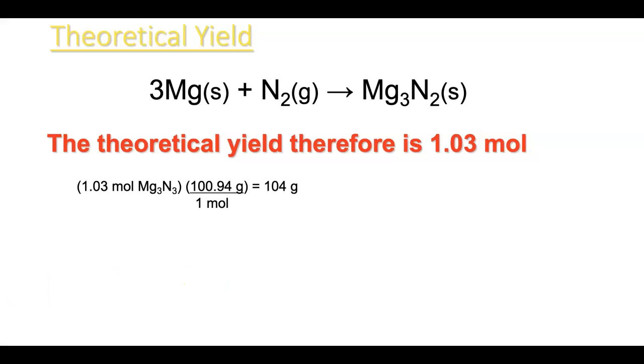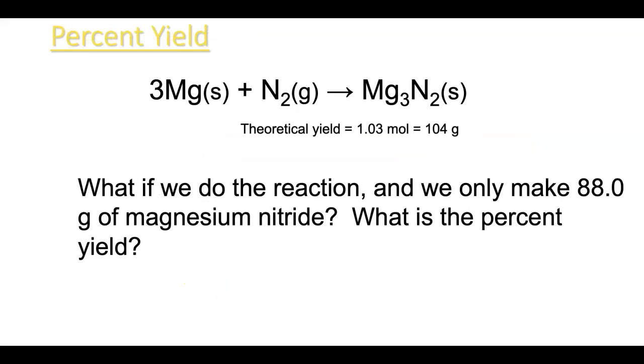So if I actually ran this reaction and I only got 88 grams of magnesium nitride, what is my percent yield? Always the part divided by the total times 100. So 88 grams, my actual yield, divided by the theoretical 104 times 100. So I've got an 85% yield.